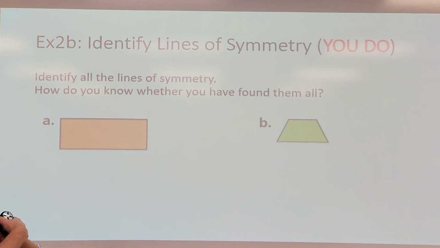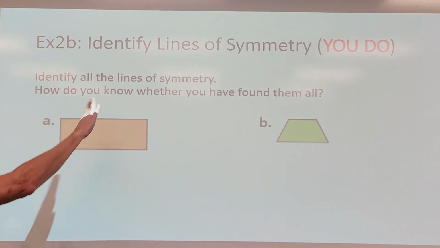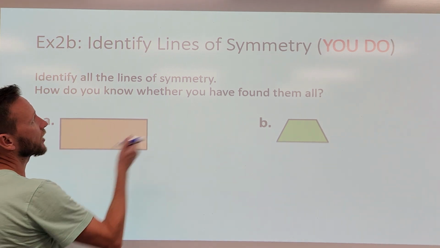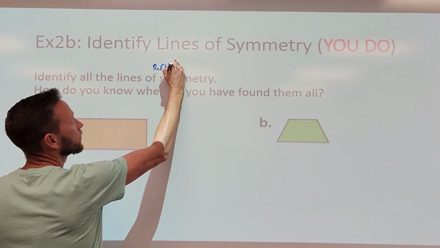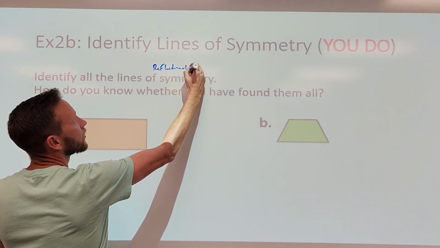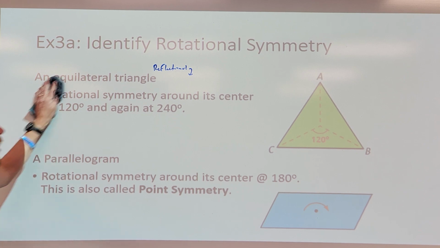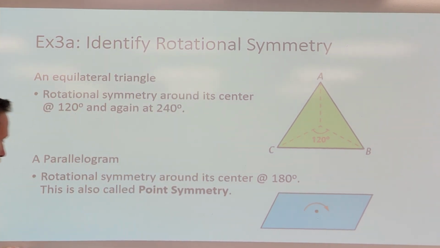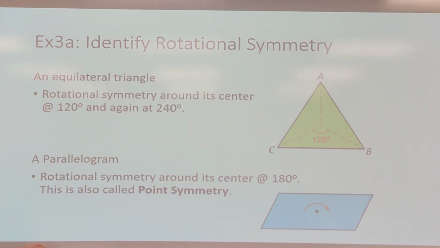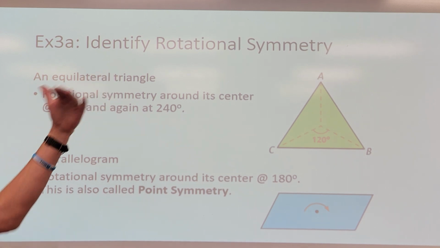Identify all the lines of symmetry, and how do you know when you have found them all? So we're just going to talk about lines of reflectional symmetry. When it says lines of symmetry, it's talking about reflectional symmetry. So you try to do this one, example 2b. Now describing and discussing rotational symmetry. Pause the video if you need to finish that last one.